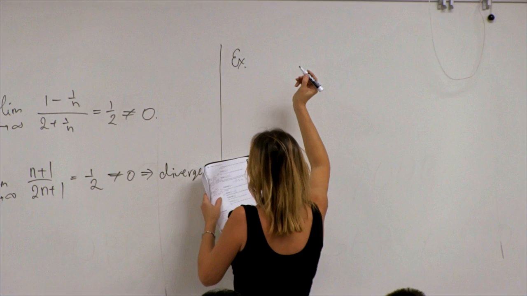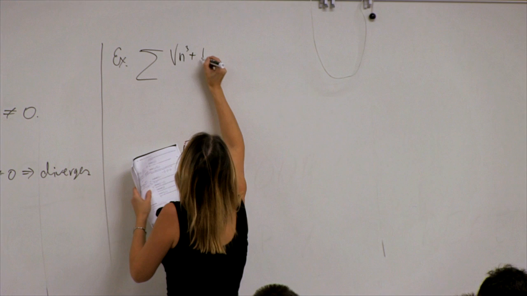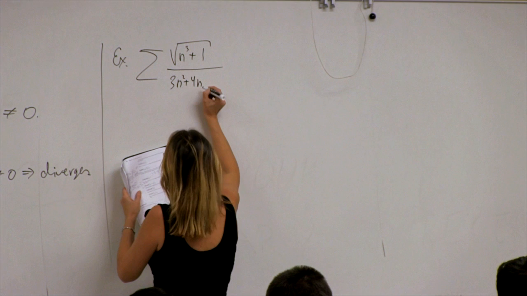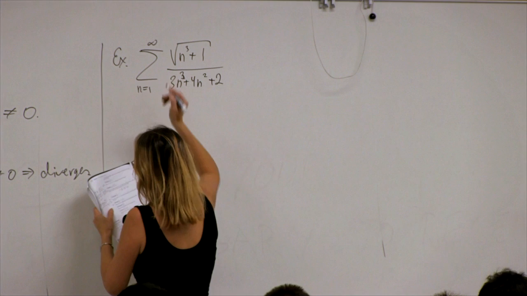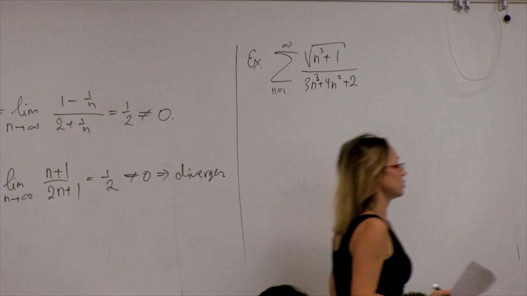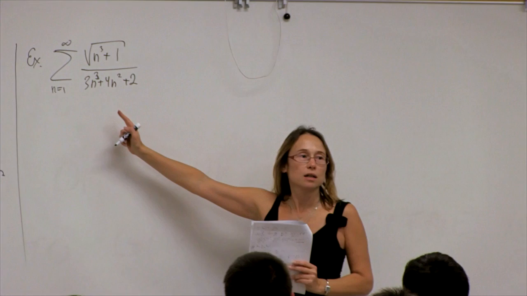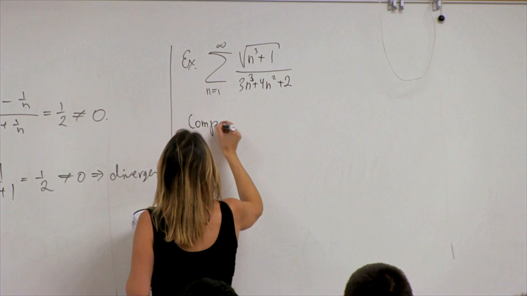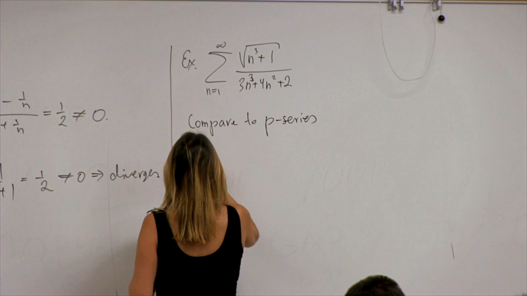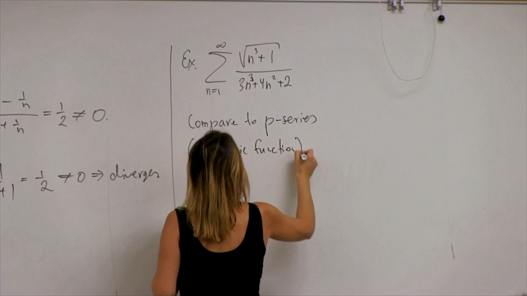Let's look at this. So this is the square root of n cubed over 3n cubed plus 4n squared plus 2. You can see that this belongs to a large class of examples where we have algebraic functions. And these are usually compared to p-series. So I have to find the p-series that's most closely related to this.